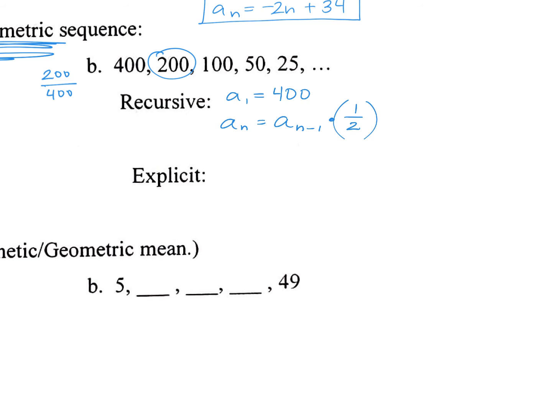For the explicit formula then, we're going to do a sub n equals our first term, the 400, times that common ratio, 1/2, to what power? To the n minus 1. Okay, now question. Is that 200 to the n minus 1 power? No, okay? Have to do the power first. So don't multiply those together. You're going to take it to a power whenever you come up with what your n value is.